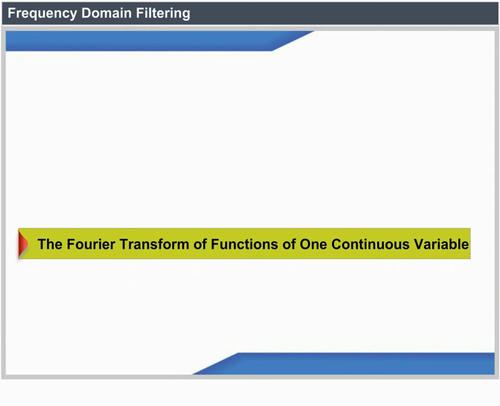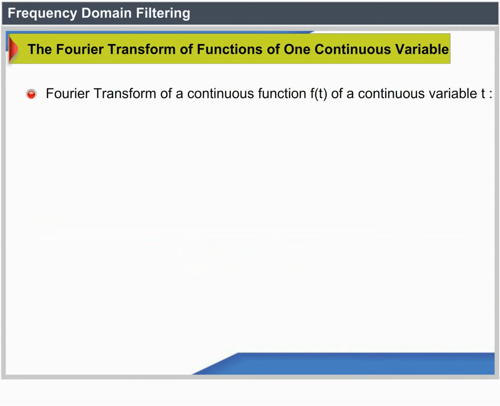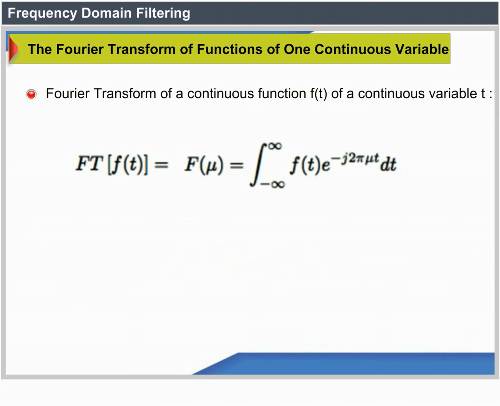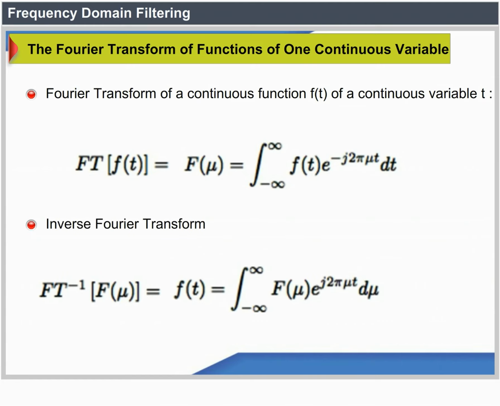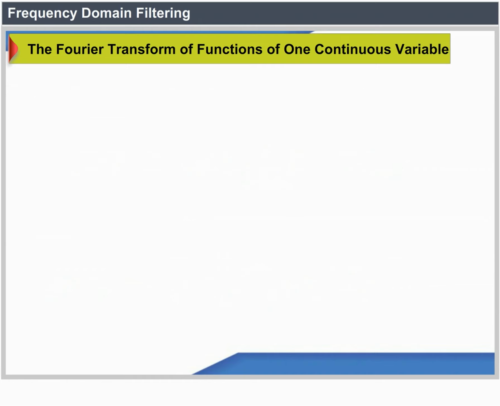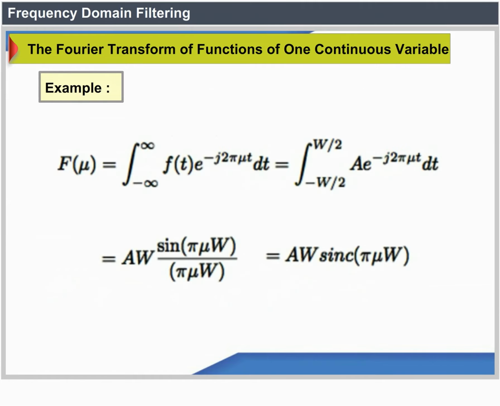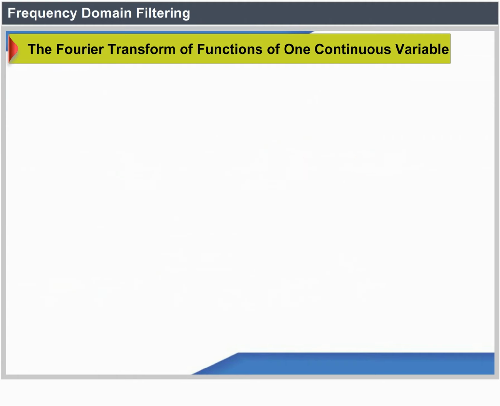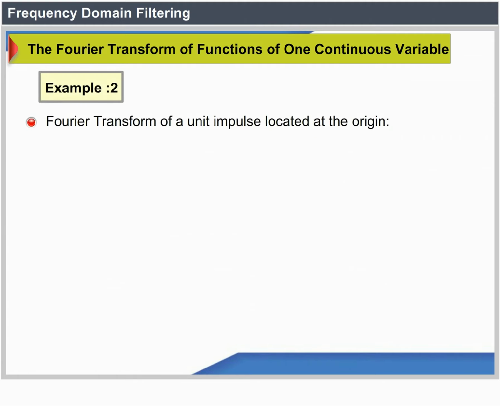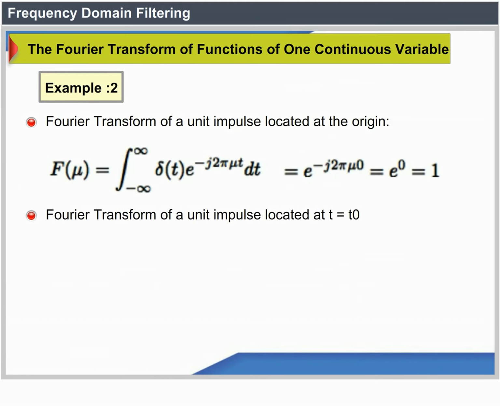Example 2. Fourier transform of a unit impulse located at the origin is as shown on screen. Periodic function with period delta t will be as shown on screen. Convolution. Convolution of functions f of t and h of t of one continuous variable t will be as shown on screen.